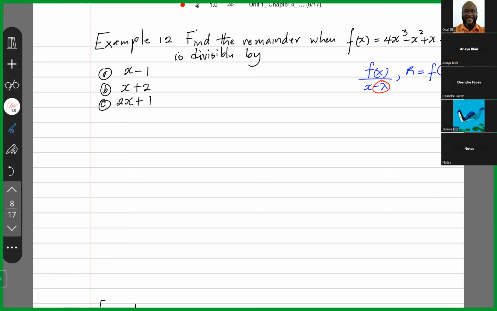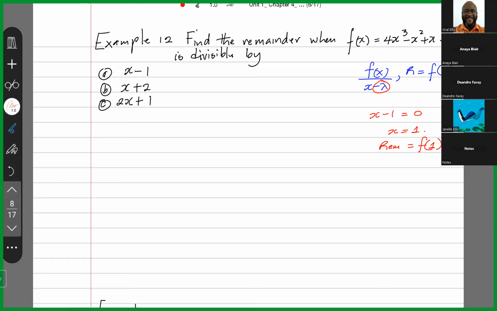Another way to do it is you could say that if you have x minus 1 equal to 0, then x is equal to 1. So the remainder would simply be f of 1. That's another way to look at it. But the easiest way is to say that if you're dividing by x minus 1, the remainder is f of 1. If you're dividing by x plus 2, the remainder is f of minus 2.